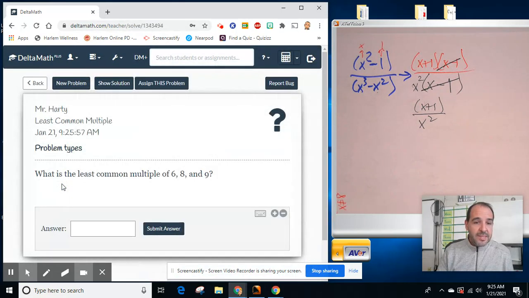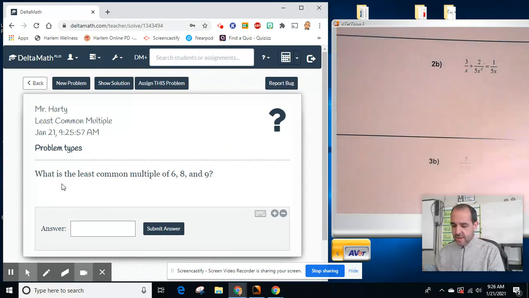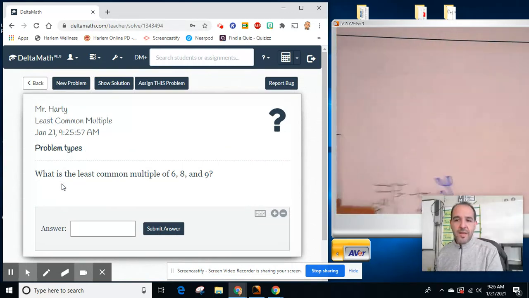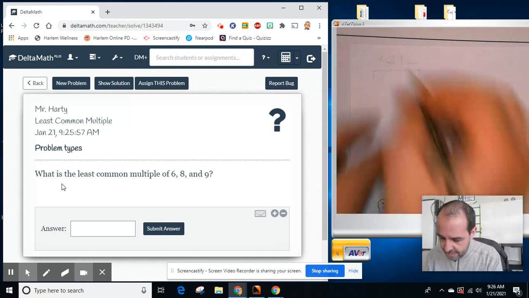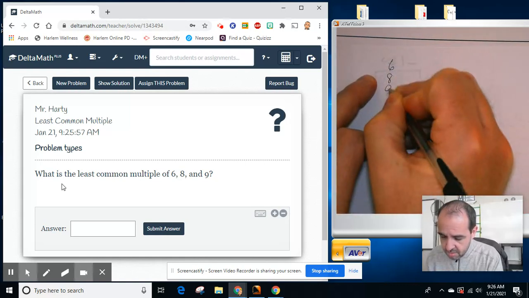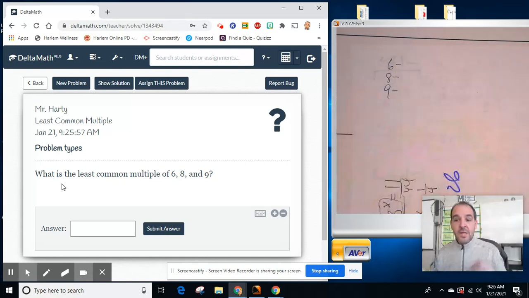All right, LCM. Oh, Hardy, what the heck? Why are you giving us 3 of them? We haven't, well, okay, we can do this. What's the least common multiple of 6, 8, and 9? Okay. Now, one way, I'm going to show you the long way first. Still isn't the worst thing ever.